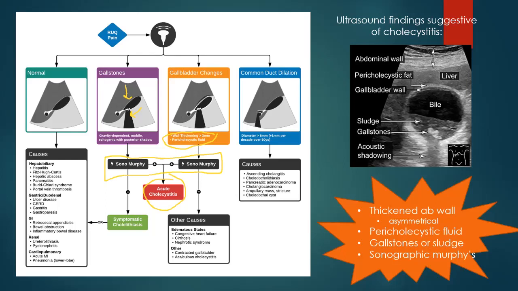Now, there are other things that can cause thickening of the gallbladder wall and some buildup of fluid. Here are some examples right here. However, your differential is very nicely listed all the way over here. And if you have ductal dilation, then that's usually going to be one of the other biliary diseases. So we're going to look for that thickened wall, especially asymmetrically thickened. We're going to look for that pericholecystic fluid. We're going to be looking for gallstones or sludge and a sonographic Murphy's. Those are the main four things that you have to know if you're going to be looking at gallbladder reads.